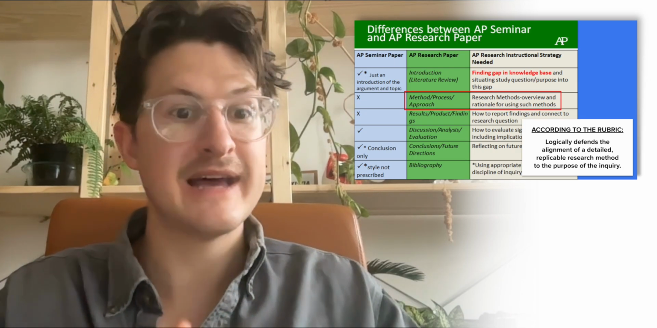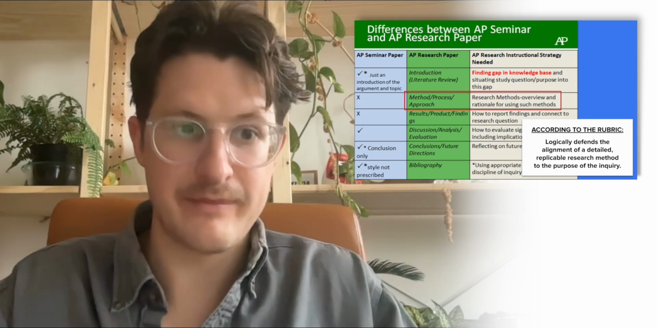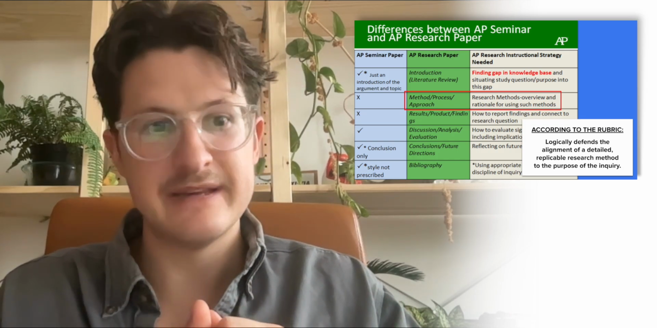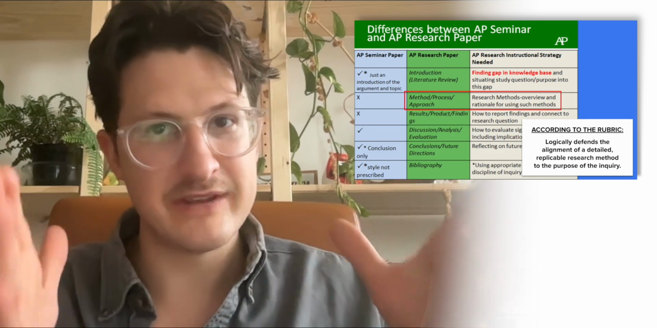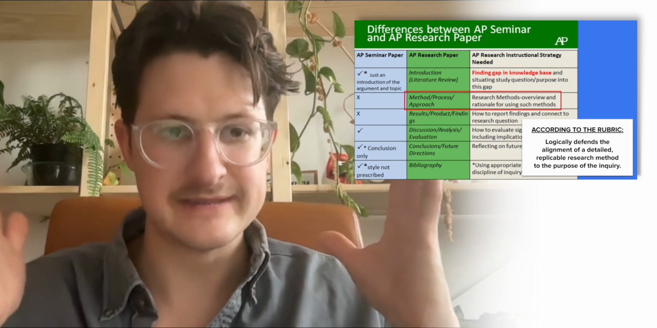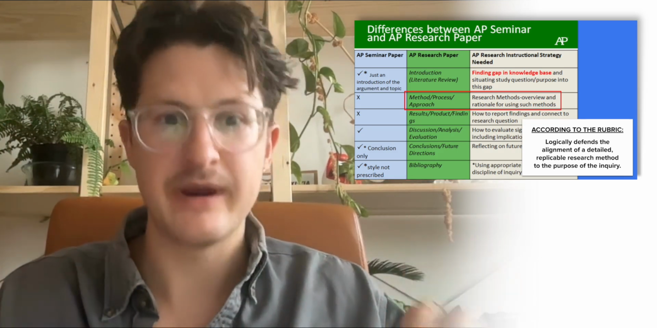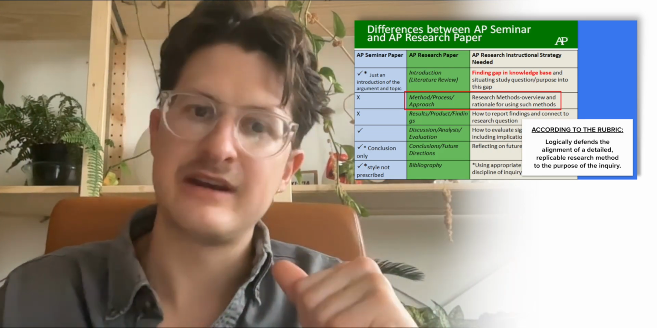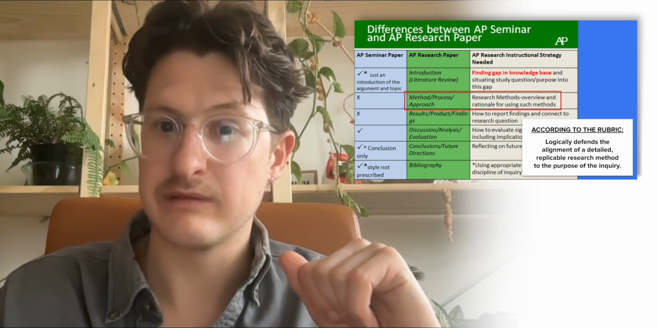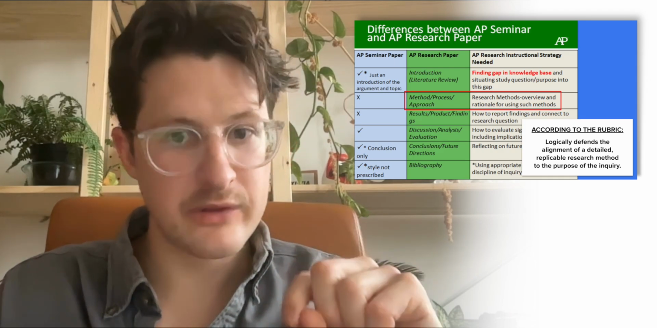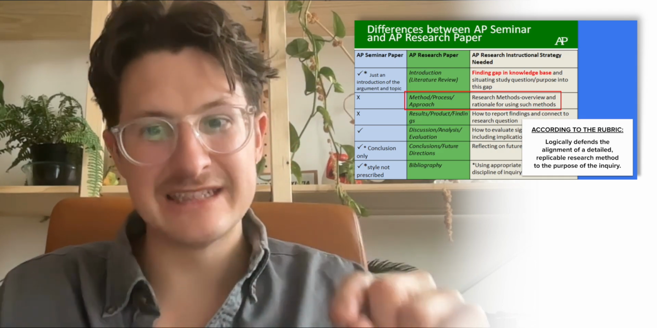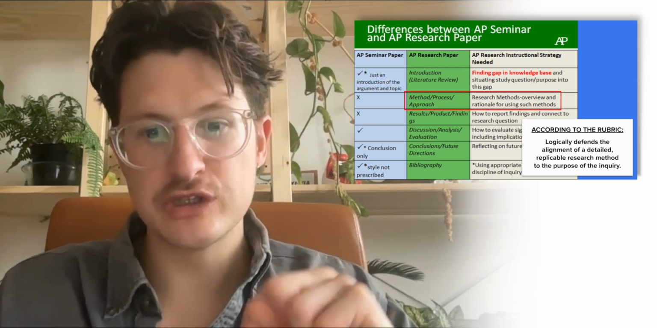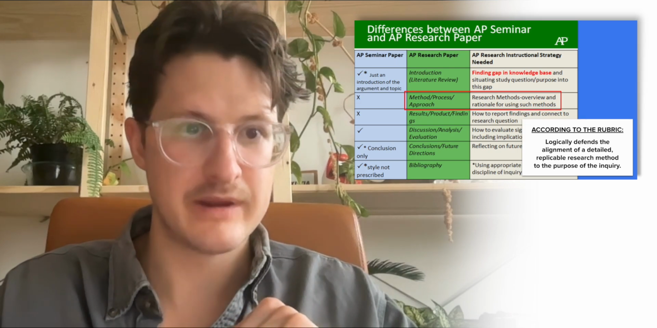All right, so let's move on to the second part of the paper, the method section. The method section is the part that really often guarantees that their paper is a big R research paper. It should be reproducible, and this is something new for them. They have not done method sections before, most likely. And according to the rubric, the method section logically defends the alignment of a detailed and replicable research method to the purpose of the inquiry.